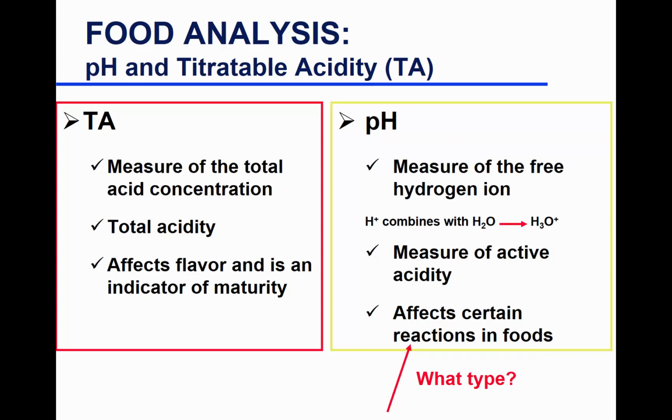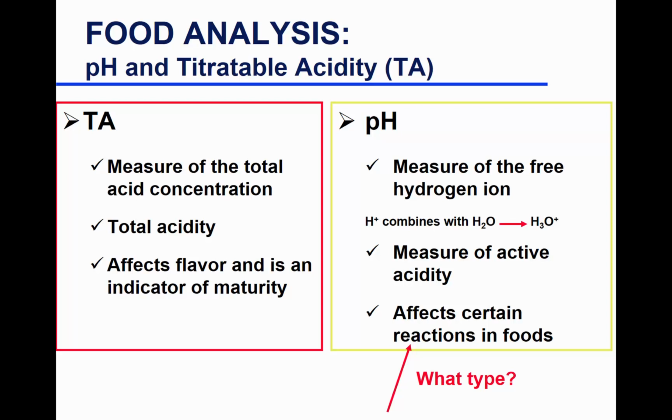You will know more as we go with the lecture why. All right, so titratable acidity, we're measuring total acid concentration. Total acidity affects flavor and it's an indication of maturity. So take fruit, for example, grapes. You start with high concentration of acid and then you will have more sugar. As the grape matures, you will have less acid, more sugar.